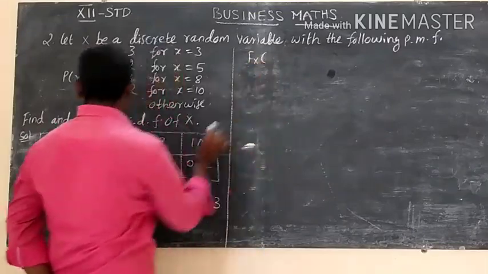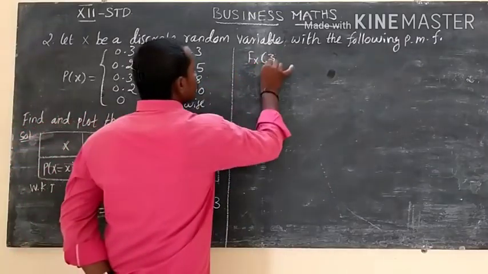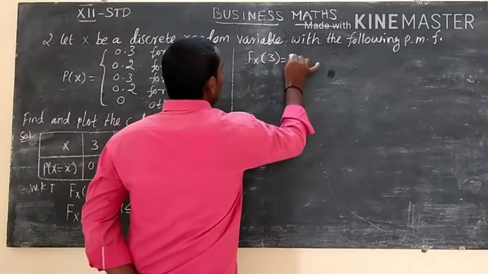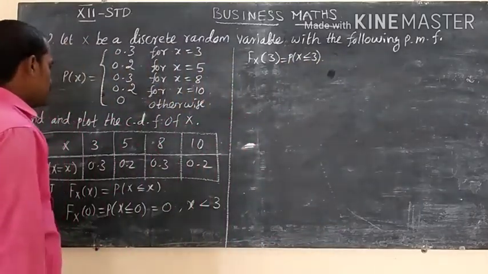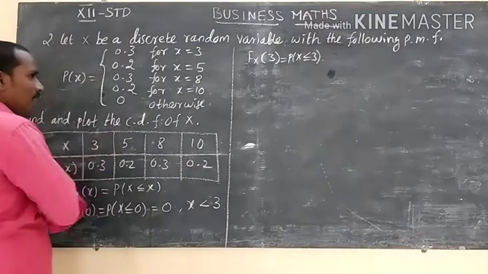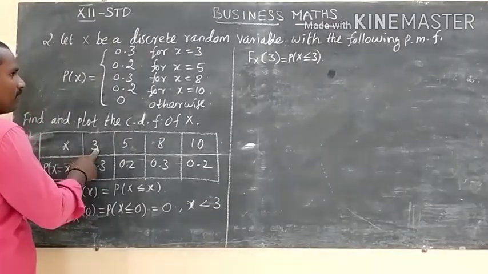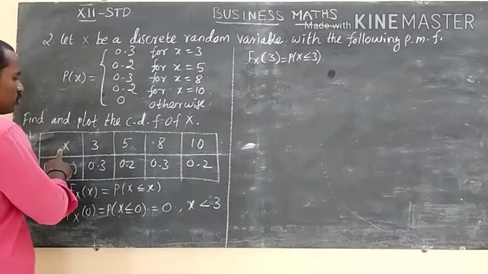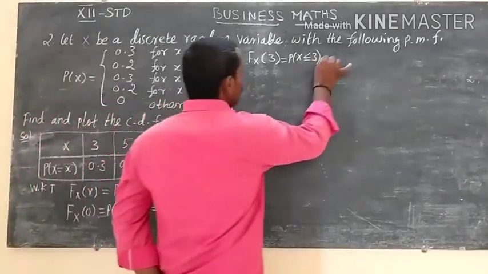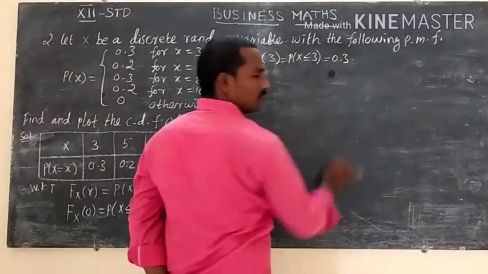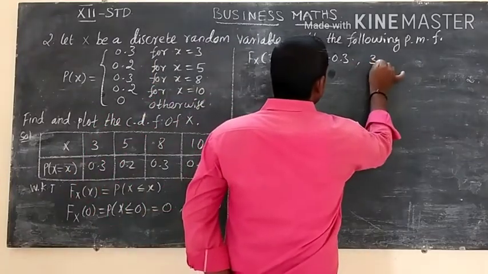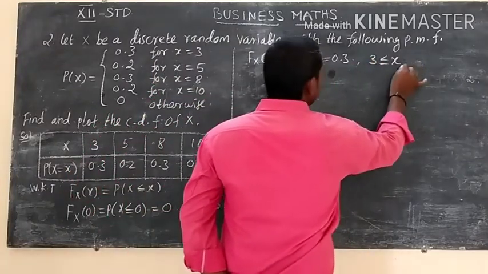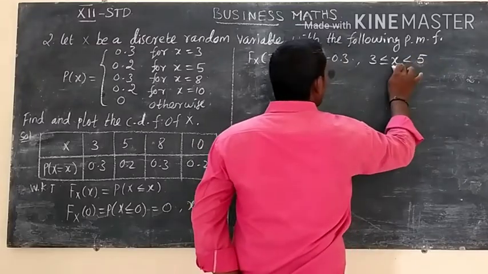And F_X of 3 is equal to P of X less than or equal to 3. Less than or equal to 3 means 3 and below 3 values. Only 3 is given, the below 3 values are 0. So the value is equal to 0.3. Here the x value is 3 less than or equal to x less than 5, below 5 and equal to 3.